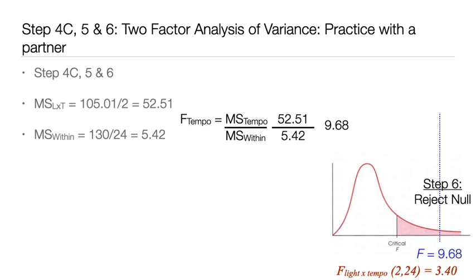The same thing for our interaction. 105 divided by our degrees of freedom interaction, which is 2, gives us 52.51. Divided by that same mean squared within that we calculated, 5.42, gives us an F value of 9.68. This is also more extreme than our cutoff value for light, and so again, we will reject the null.